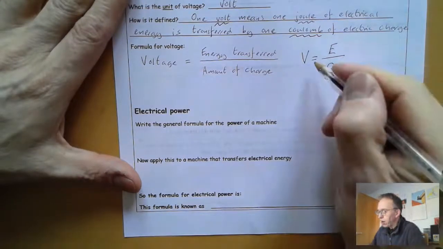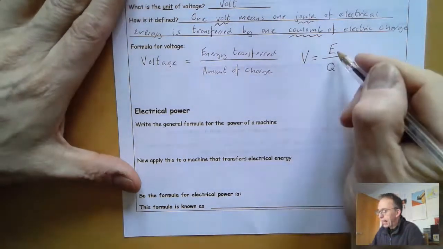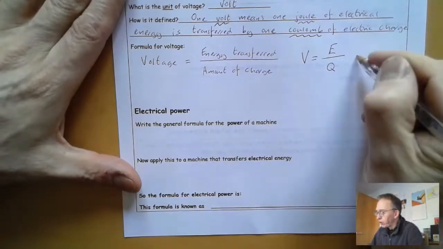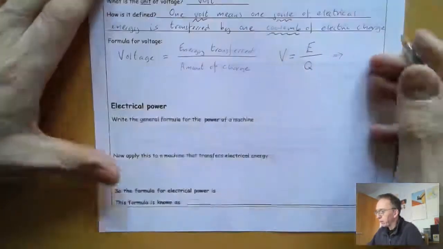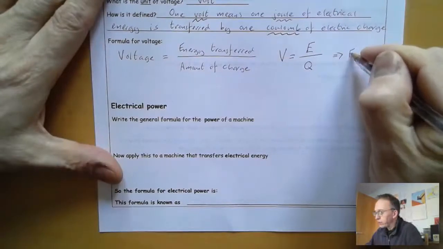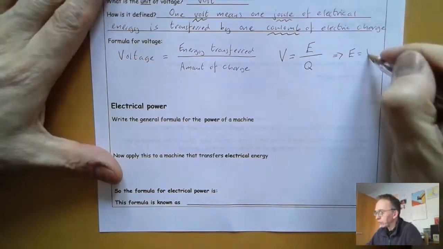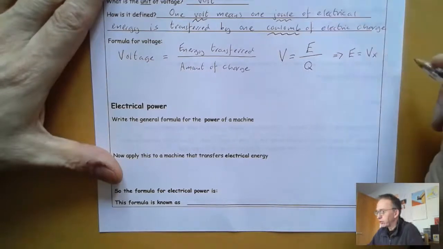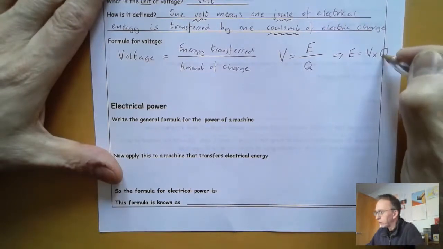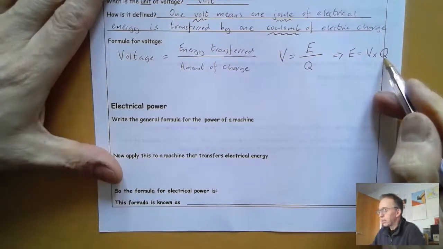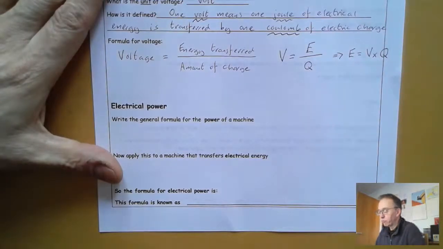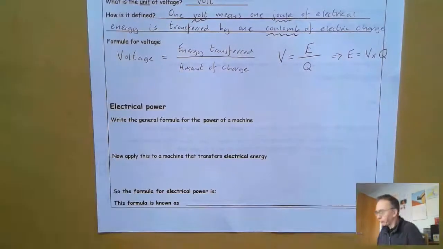Now, if the voltage is the energy divided by the charge, we could rearrange that formula and say that the amount of energy that is delivered by a current is equal to the voltage, that's the energy per unit charge, multiplied by Q, the quantity of electric charge, that's the number of coulombs. And that might be useful.